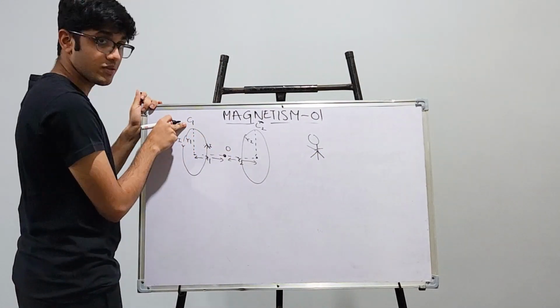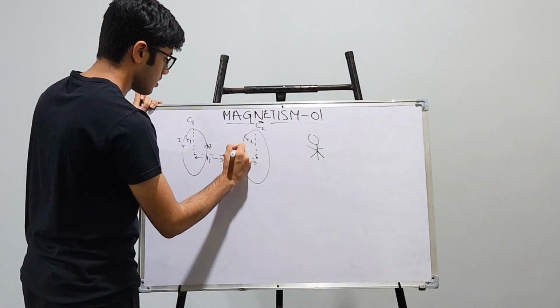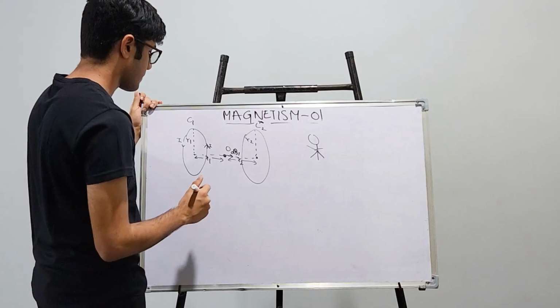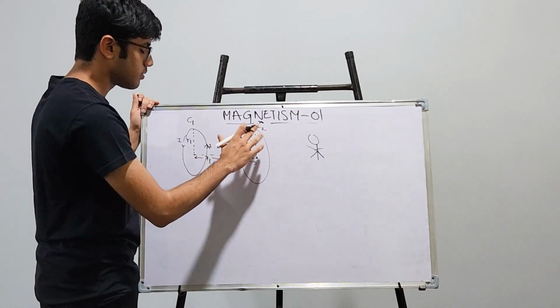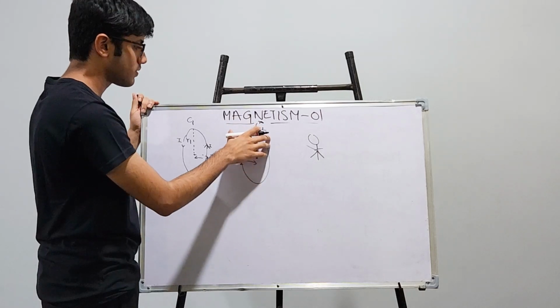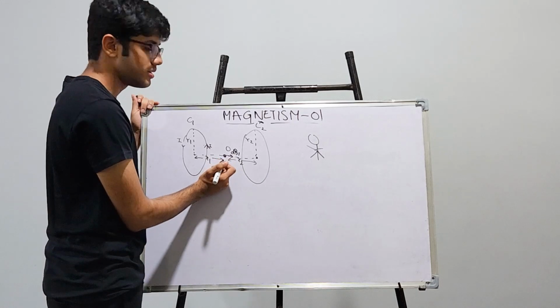So due to this coil C1, the magnetic field would be in this direction. Let's say dB1. And now we need to calculate the magnitude and the direction of this coil 2, due to which the net magnetic field at this point O would be 0.